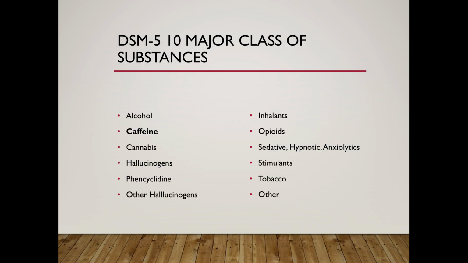So the DSM-5 has 10 major classes of substances. It includes alcohol, caffeine. What do y'all think about caffeine? That's a new one for DSM-5. They've now included caffeine as a substance of abuse. A lot of us are probably thinking, oh God, this is speaking to me. Weed, hallucinogens, I got a typo. Inhalants, opioids, sedatives, stimulants, tobacco, and other, right?